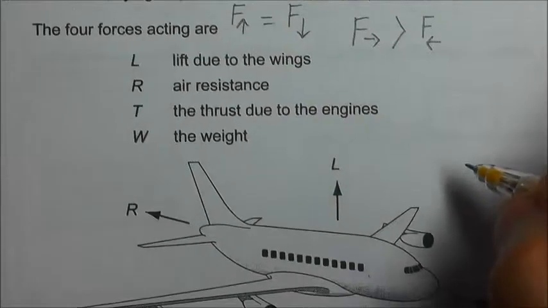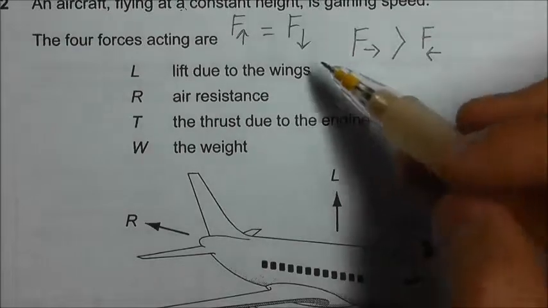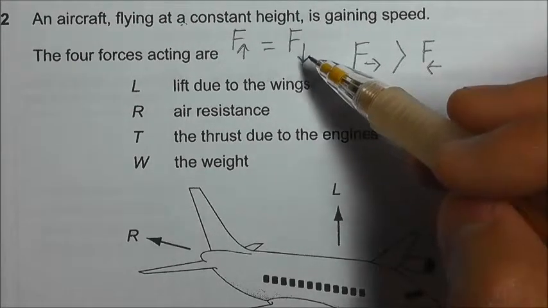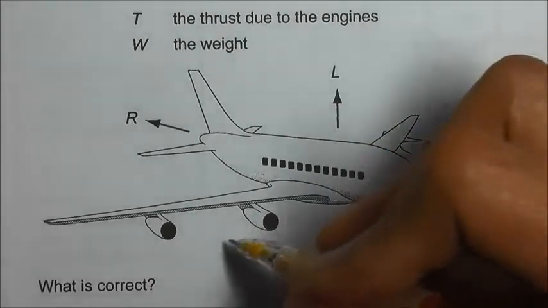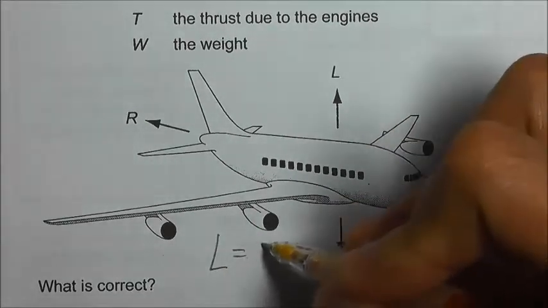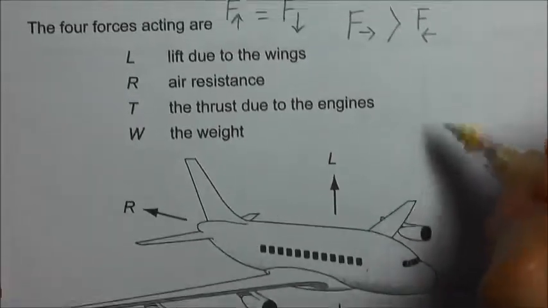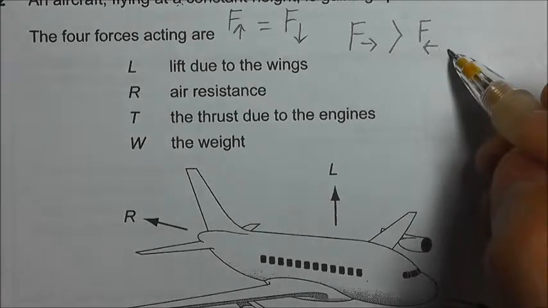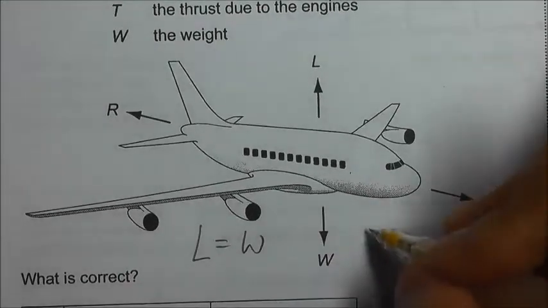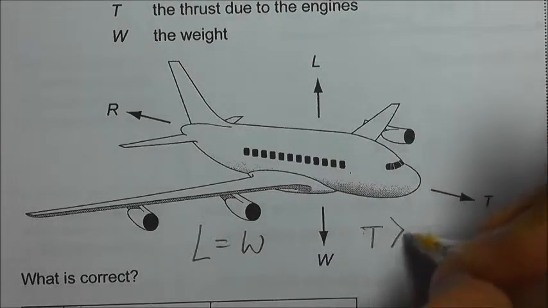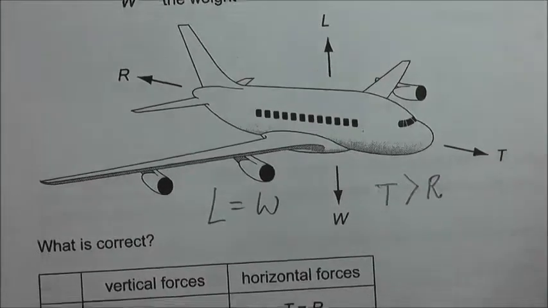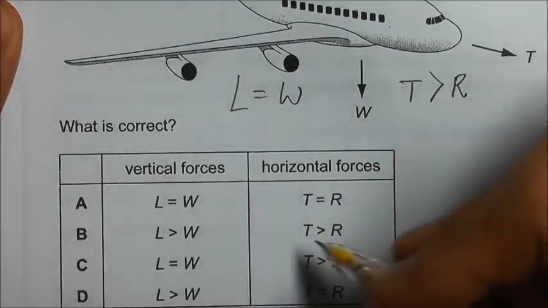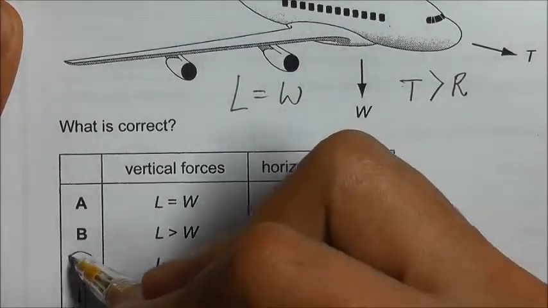Okay, with this, let's look at the forces that we have. Since we have concluded that the upward force and the downward force are equal, that means L is equal to W. And as it is accelerating forward, the forward force is larger than the backward force. So that means T must be greater than R. So we look at the options. The answer should be C.